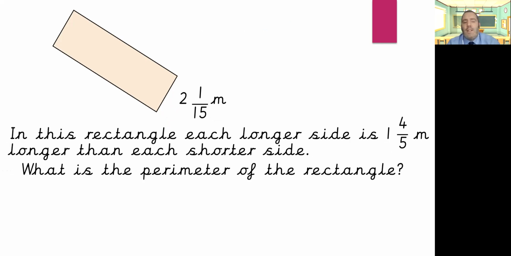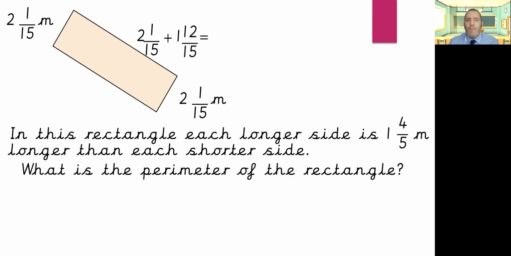So let's have a look at this together. In this rectangle, each longer side is 1 4/5 of a meter longer than each shorter side. So what's the perimeter of the rectangle? So we know rectangles, they have 2 sides that are the same length. So we've got those. Now the longer sides, 2/15 plus 1 4/5. So we're using the skills that we've been working with so far this morning.